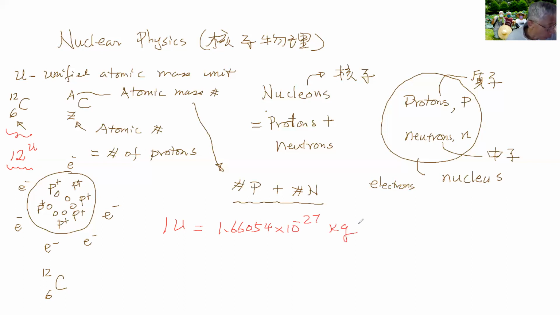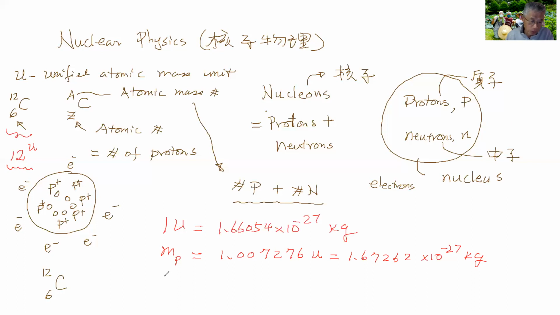Okay, and then for the mass of proton. So the mass of a proton is equal to how many U? Equal to 1.0072766 U. Okay, so then this is going to be larger than that one, right? So that's equal to 1.67262 times 10 to the negative 27 kilogram. Okay, so that's the mass of proton, and this is 1 U.